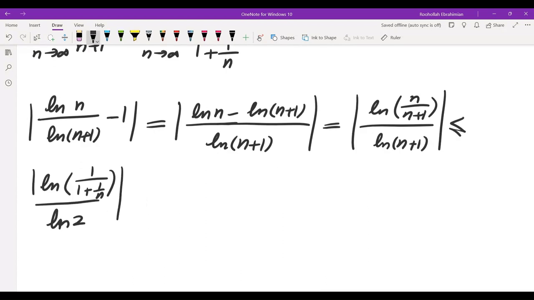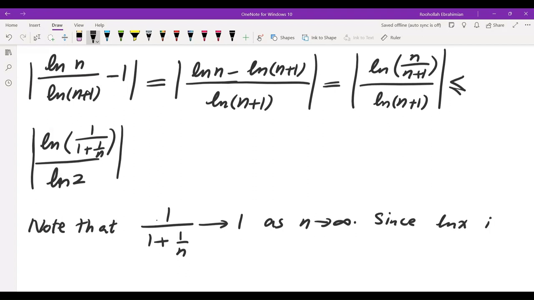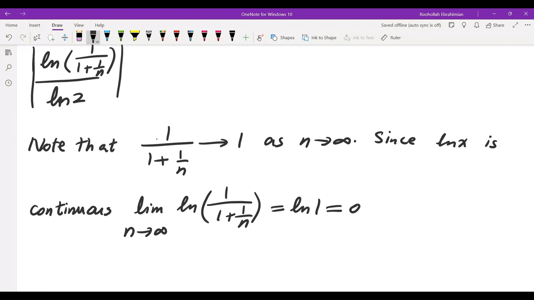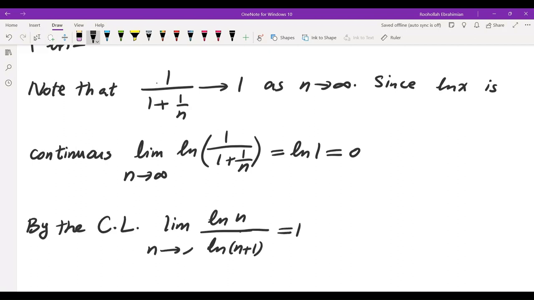Now, if you look at this, 1 plus 1 over n, 1 over that approaches 1 as n goes to infinity. Now, since natural log of x is continuous, the limit of natural log of 1 over 1 plus 1 over n is natural log of 1, which is 0, as n approaches infinity. So by the comparison lemma, the limit of natural log of n over natural log of n plus 1 is going to be 1 as n approaches infinity.